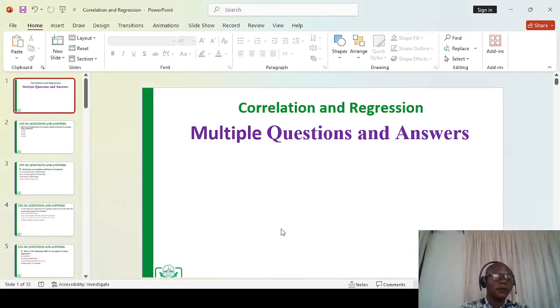Hello students, so I want to discuss the multiple questions and answers for correlation and regression.